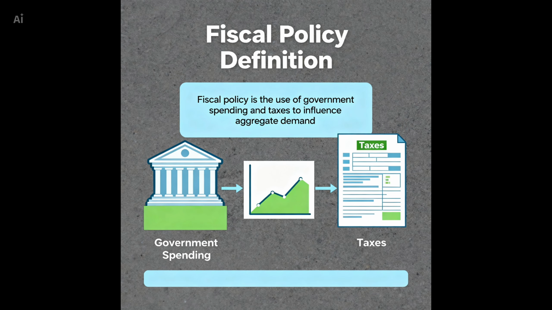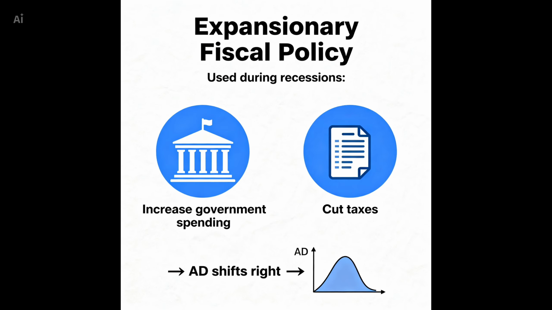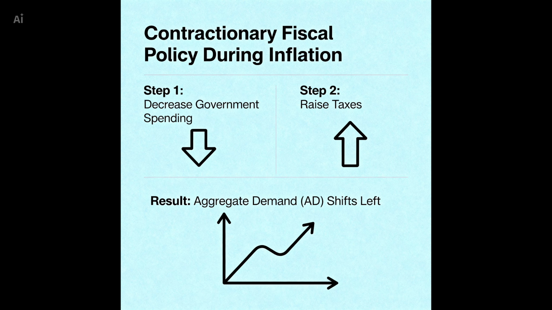Fiscal policy is the use of government spending and taxes to influence aggregate demand. It is used during recessions: expansionary fiscal policy increases government spending and cuts taxes, and shifts the aggregate demand right. But a contractionary fiscal policy is used during inflation and decreases government spending, raises taxes, and the AD shifts left. While expansionary is used during recessions, contractionary is used during inflation.